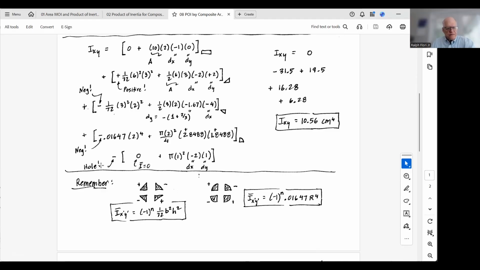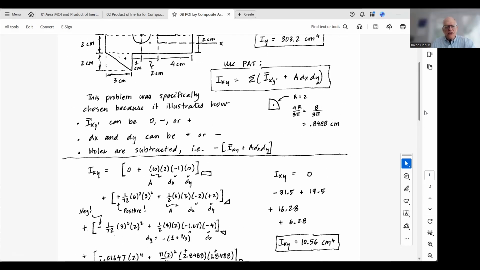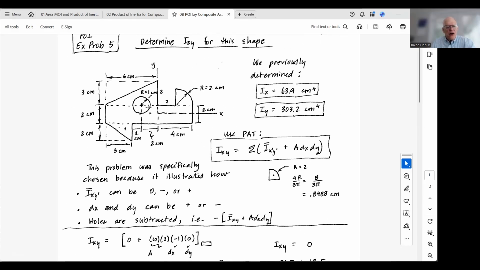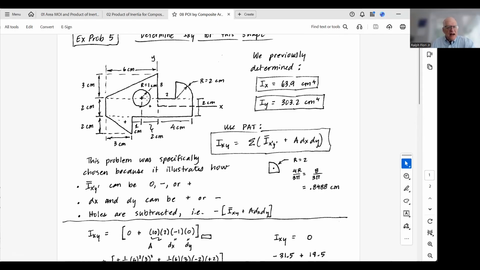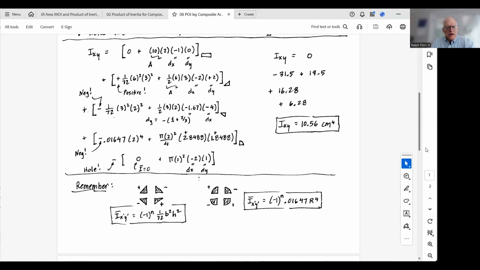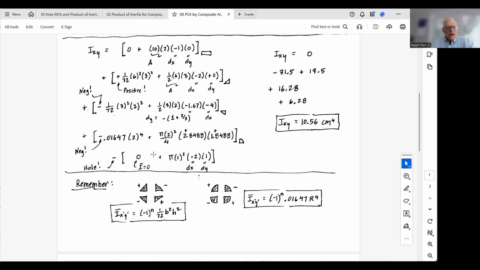Finally, there's a hole. So we subtract off the hole. He's a circle, so his I bar xy is 0. His area is pi r squared, so pi times 1 squared. His dx is minus 2. His dy is plus 1. So minus for the term, 0 for the I bar, area, dx is minus 2, dy is plus 1.